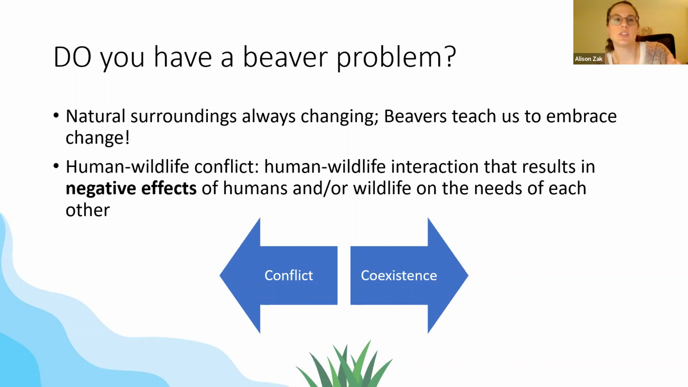And so I also just like to throw up a definition here of human-wildlife conflict. And there's so many definitions of it. This one is that it's an interaction between a human and a wild animal that results in negative effects on either one of them on the other. And so this is a multiple species inclusive definition. It used to just be that we were concerned about the negative impacts on humans.